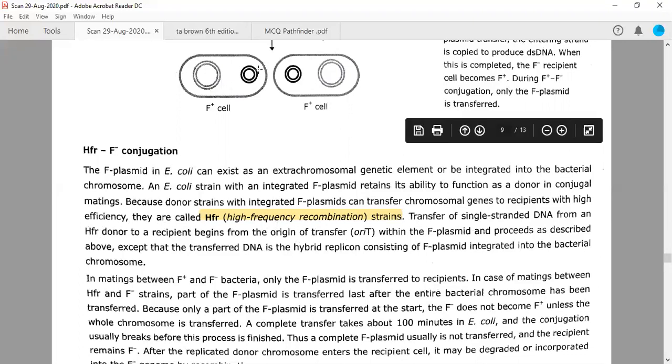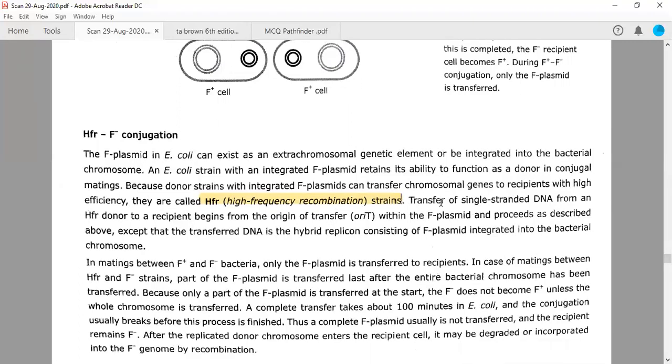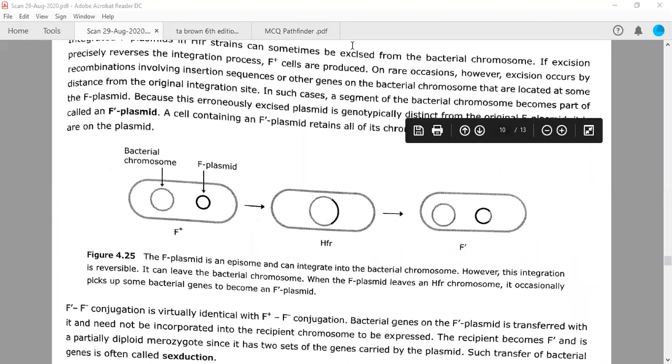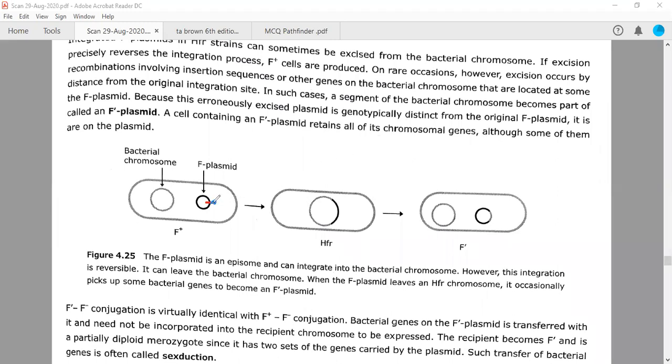Means this origin of transfer was present in the F plasmid somewhere, right? So again, the transfer will start from the oriT only. But now, what is the basic requirement you need to understand here? Suppose this is having one origin of transfer, and the origin of transfer is the sequence where your enzyme, called relaxase enzyme, will bind and make a complex called relaxosome, right?